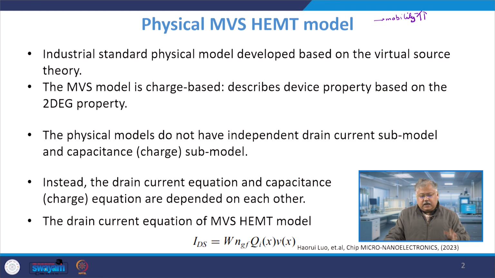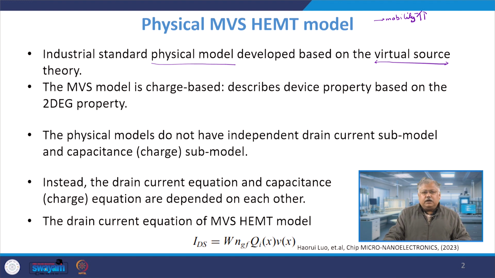Now, many times, industry standard physical models have already been developed, where the concept of the virtual source methodology is used in order to extract the electrostatics of the HEMT. Virtual source is a property where we take the source side and ground it, and we say that it is a virtual source acting as a sink of all the charge carriers, so an infinitely large sink is available there.